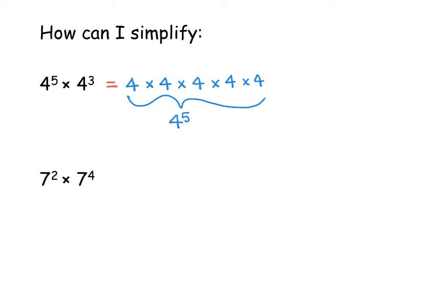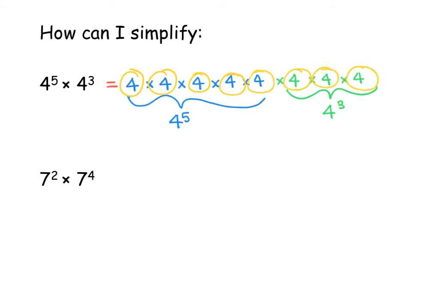Now I need to multiply it with 4 to the power of 3. So that means I've got times 4 times 4 times 4, and I have 3 of those. So this is 4 to the power of 3. We want to simplify this such that we're writing less. So we can count up the number of 4s that we have here. We've got 1, 2, 3, 4, 5, 6, 7, 8. So if we want to simplify 4 to the power of 5 times 4 to the power of 3, that's just going to give us 4 to the power of 8.